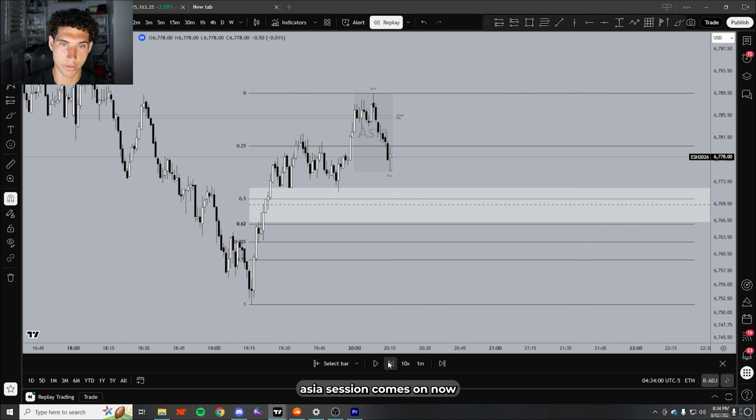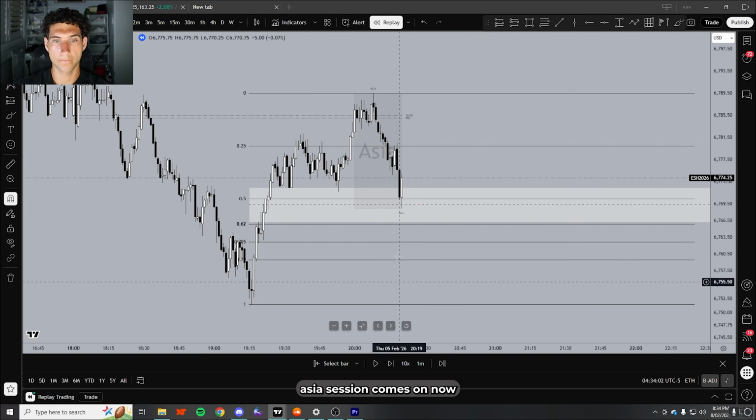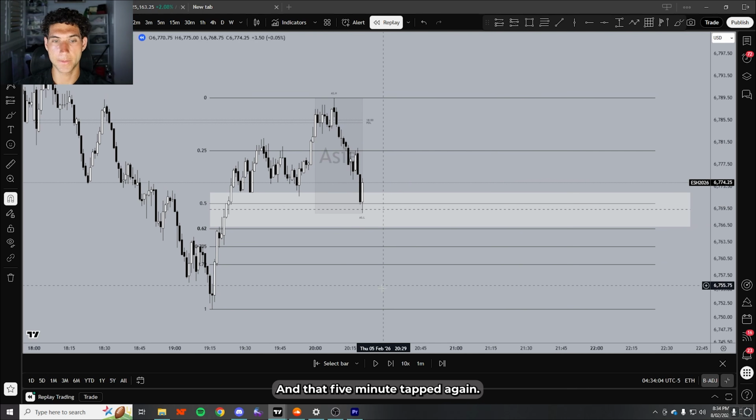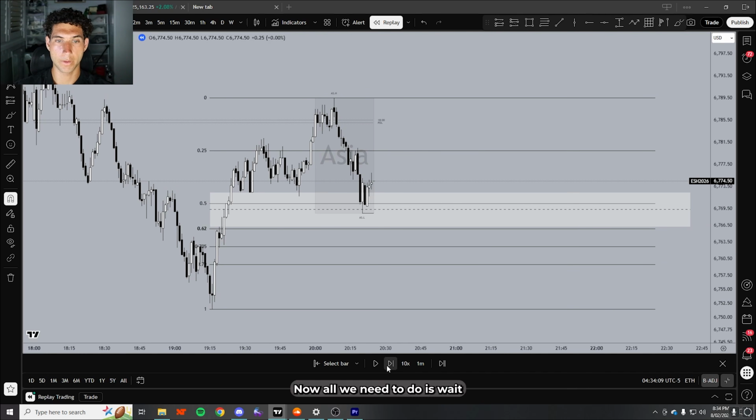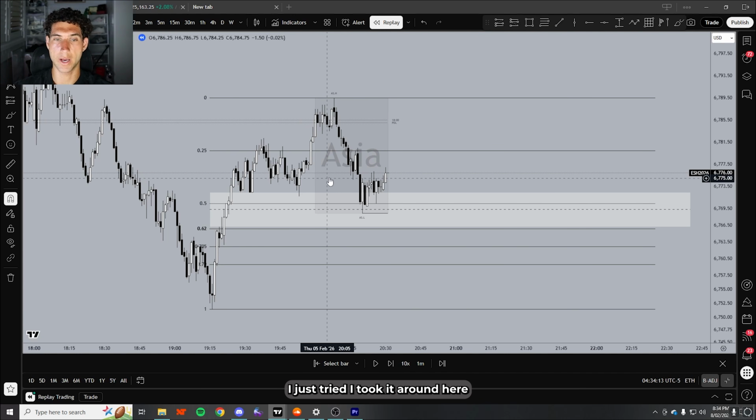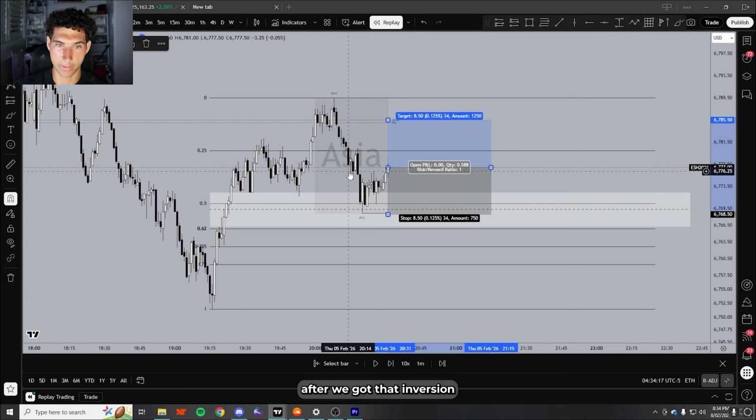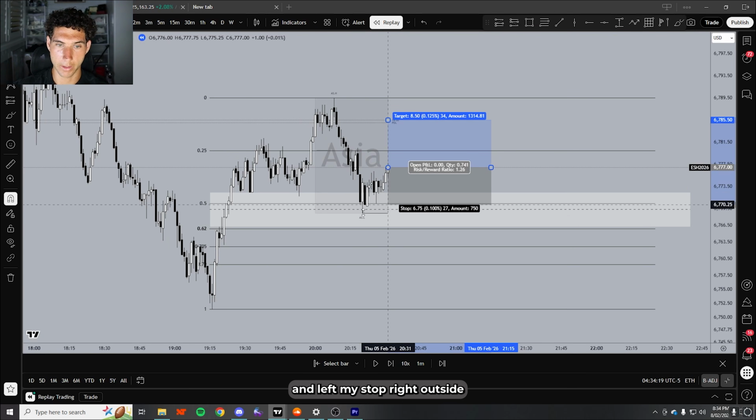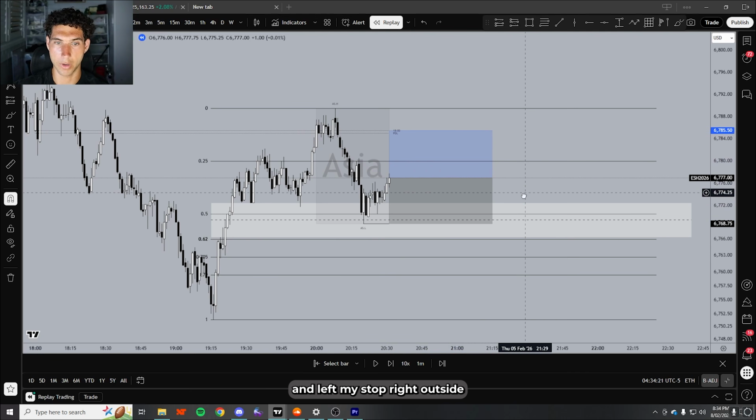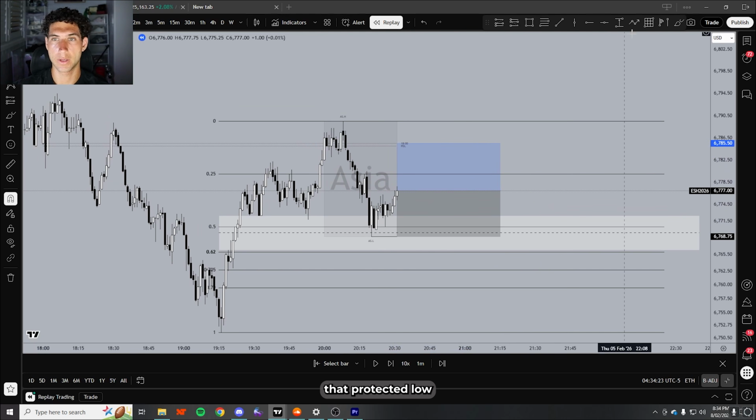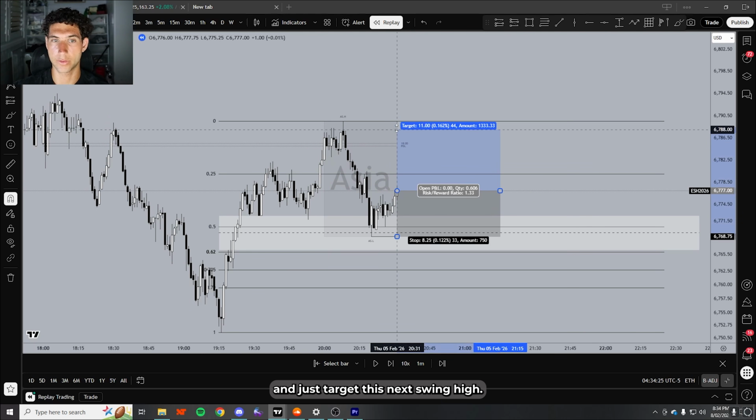And Asia session comes on now. And that's the equilibrium tapped and that 5-minute gap tapped again. Now all we need to do is wait for an entry trigger. I took this trade around here on this candle closure after we got that inversion, and left my stop right outside that protected low and just target this next swing high.